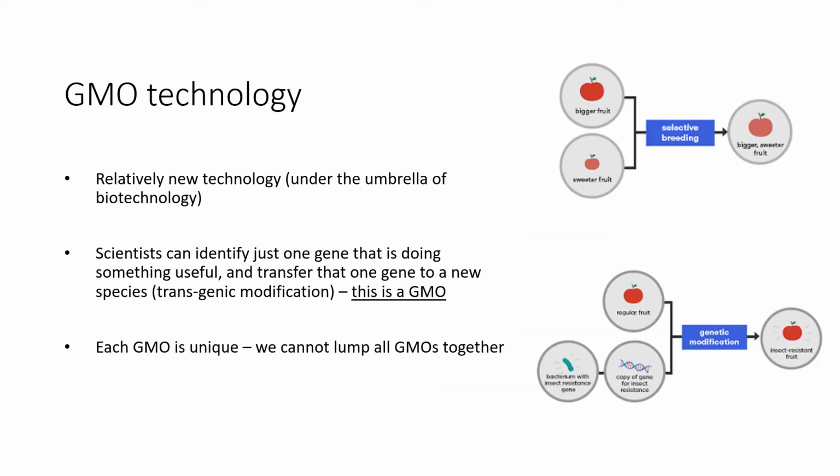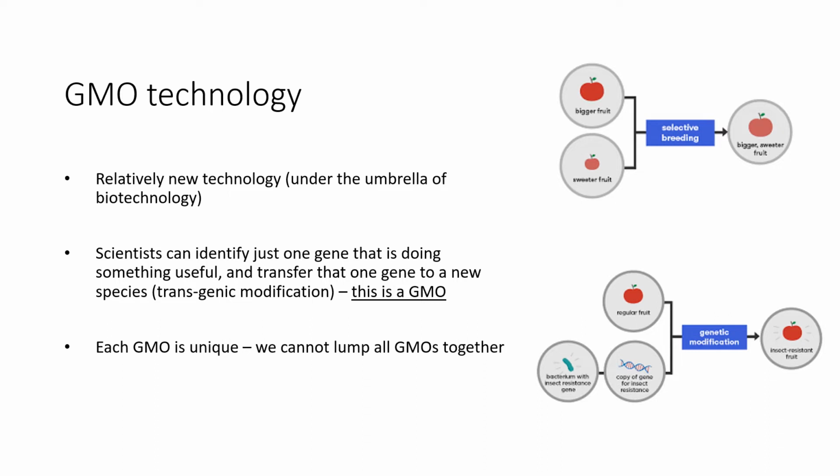So what is GMO technology then? It is relatively new technology. It falls under the umbrella of biotechnology. Scientists can now identify just one gene that's doing something useful, and they're able to transfer that gene to a new species so that whatever it is that's useful from that gene is now done by that new species. This is called transgenic modification. This is what a GMO is.